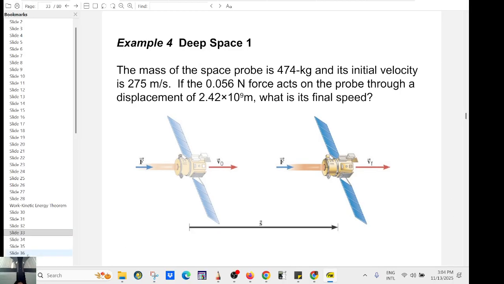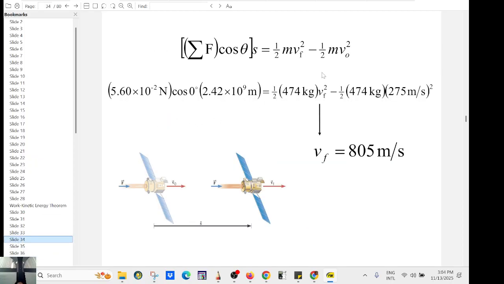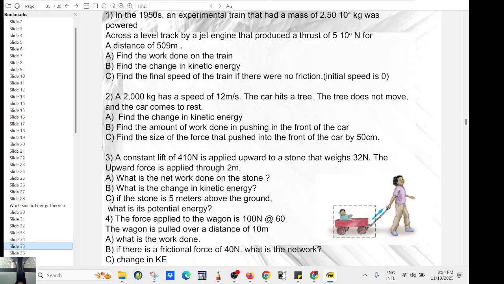So that comes from Cutnell and Johnson, and if you do the math, you should find 805. Okay, 35. Should we do all that? Okay, let's do just number 4. Let's do number 4.